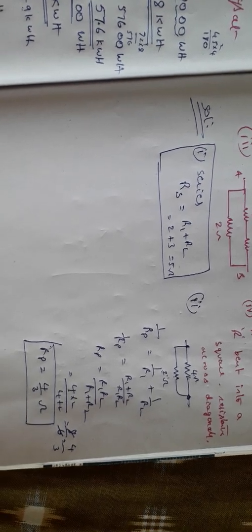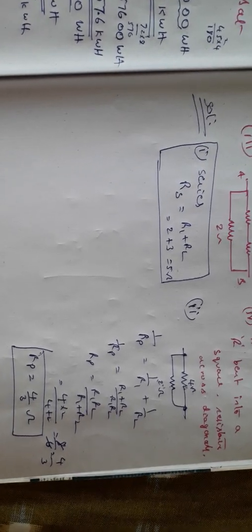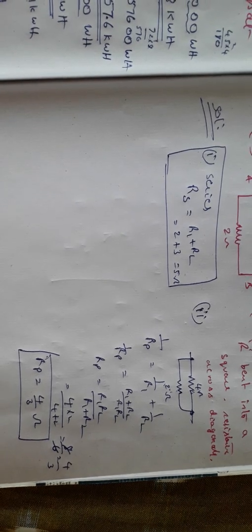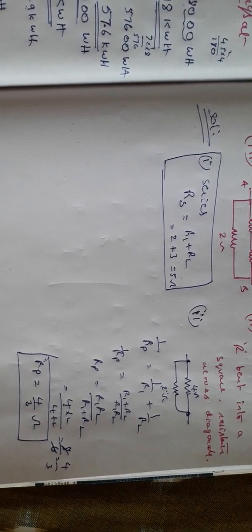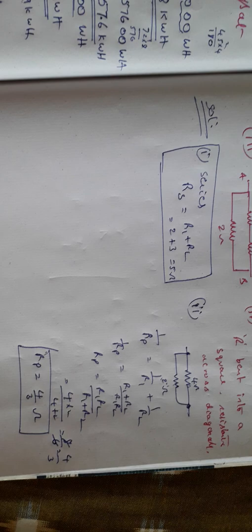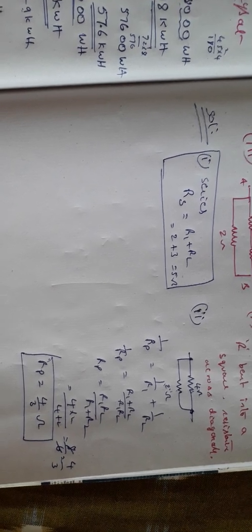So this is the effective resistance in case of the second problem. So take a screenshot of that. Visualization is very important. It seems to be as though it is in series, but it is not so.